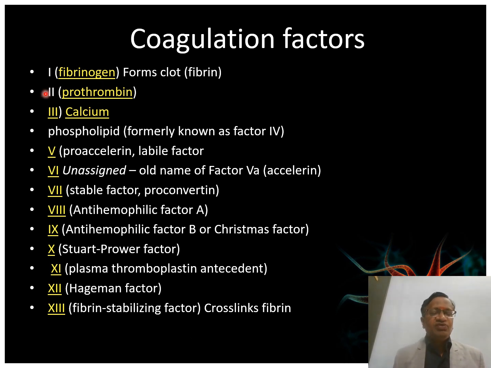Now prothrombin, what does it deal with? This is factor 2. The active form of prothrombin is thrombin. The active form of fibrinogen is fibrin. So from prothrombin to thrombin. Now we'll go to the next slide.